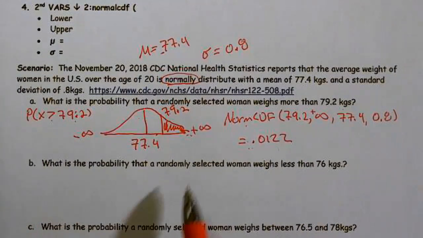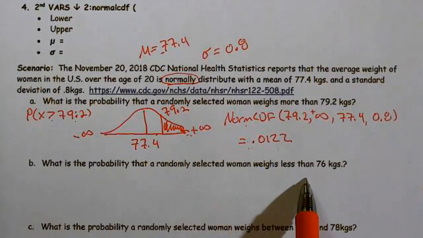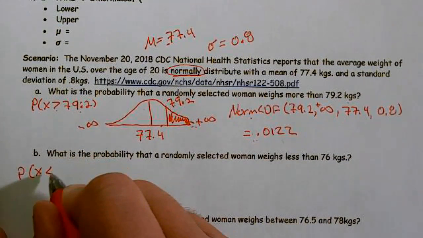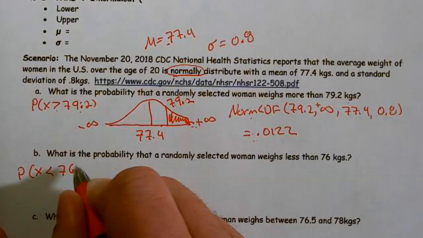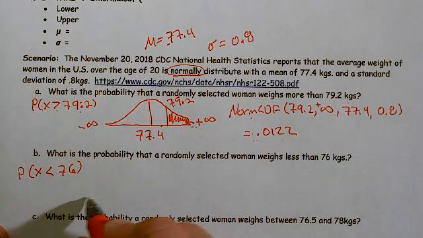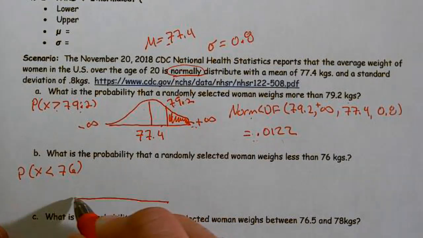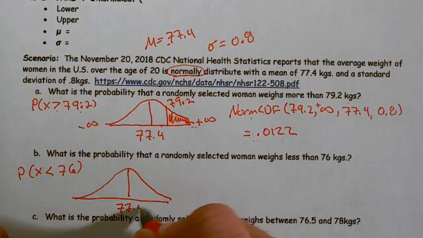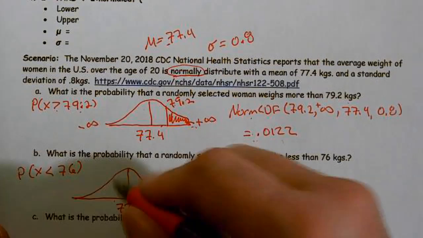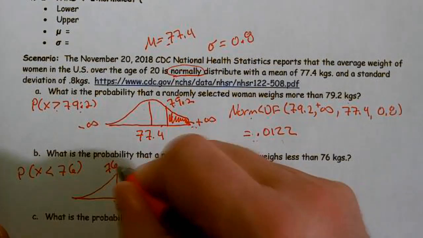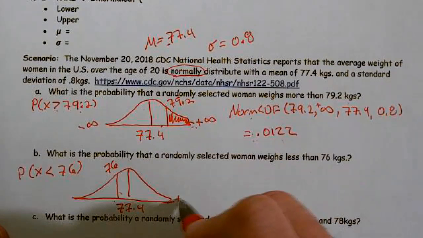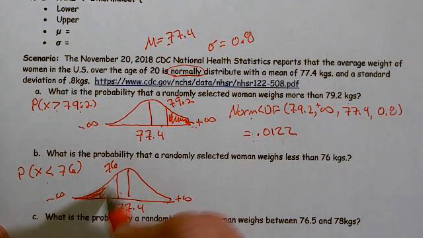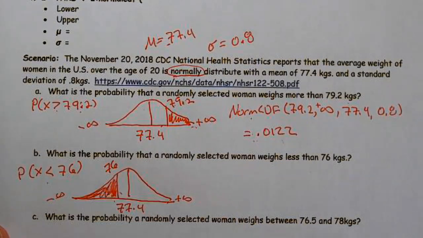The next one, what is the probability a randomly selected woman weighs less than 76 kilograms? So the probability that the woman weighs less than 76. So X is less than 76. So we go back to our picture. We know it's centered at 77.4. And 76 is below that. So this is going to be 76 here. This is positive infinity, this is negative infinity. And since it's a less than, I'm shading to the left. So that's what I'm looking for.